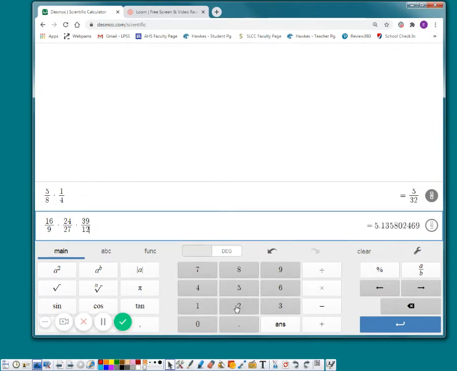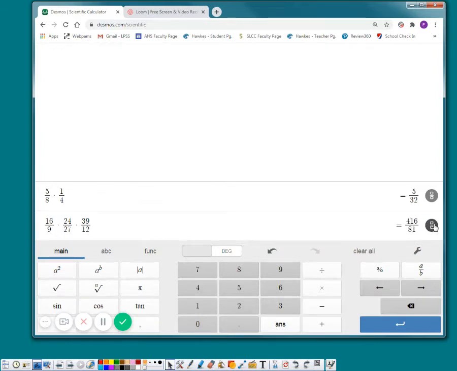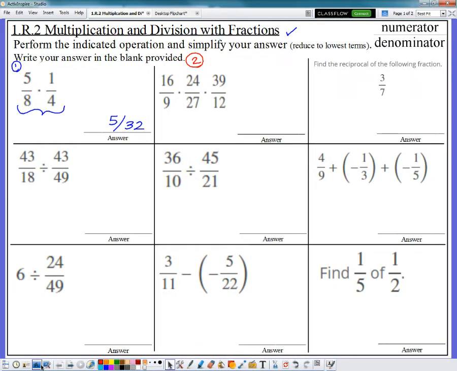And just make sure you have it right, because once again, every now and again, I do make a little typo. I don't want a decimal. I'm going to press this little button, and bam, I get 416/81. And that is your final answer.